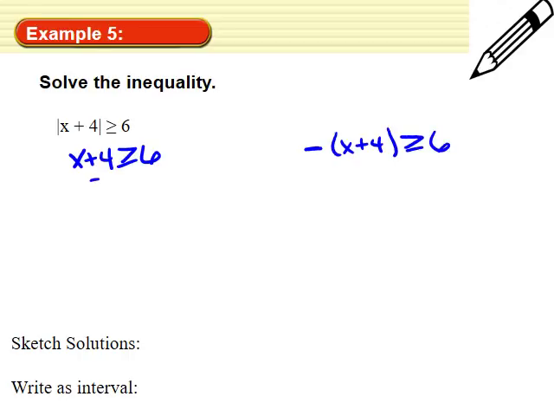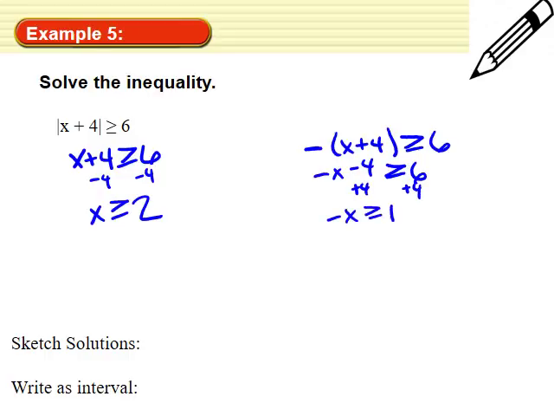Let's solve this one first by subtracting 4. And we end up with x is greater than or equal to 2. Pretty easy. I'm going to distribute my negative sign on this one. Add 4. And now I need to divide both sides by -1. So again, that means I'm going to flip my inequality sign and end up with x is less than or equal to -10.